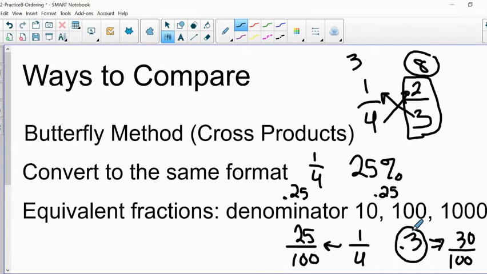So those are the three methods we can use to compare different numbers: cross products, by making both numbers fractions and looking at the cross products; converting the two numbers to a similar format; or making equivalent fractions and comparing the equivalent fractions.